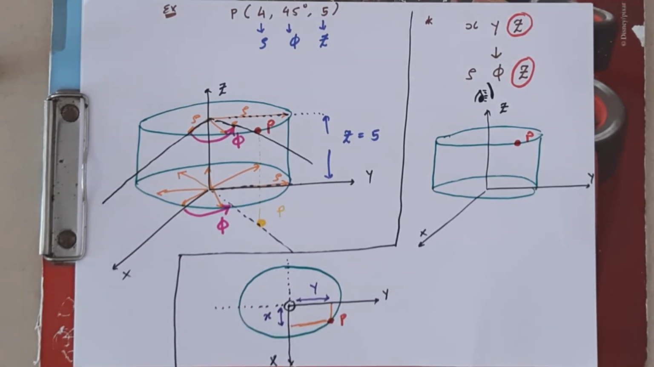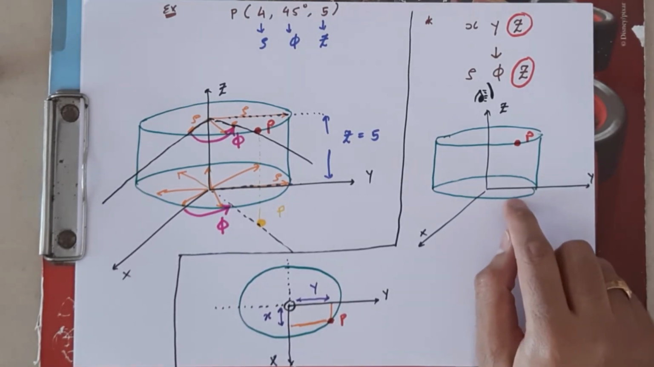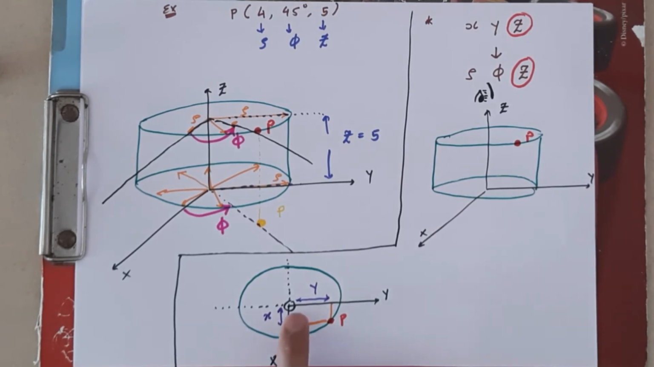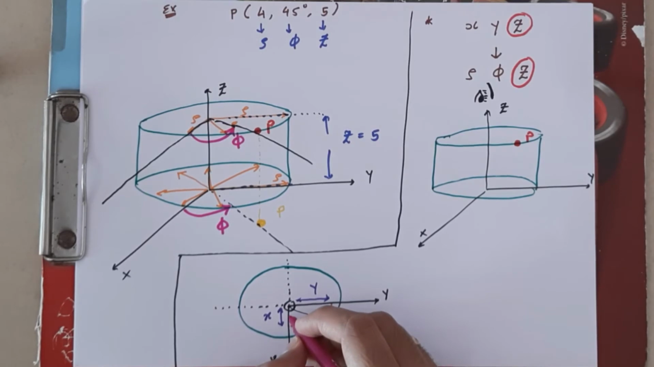Now what is phi? Phi is the angle between the line passing through the point and the x-axis. So I draw a line which is passing through the point. And what is phi? Phi is the angle. This one is the angle which is phi.